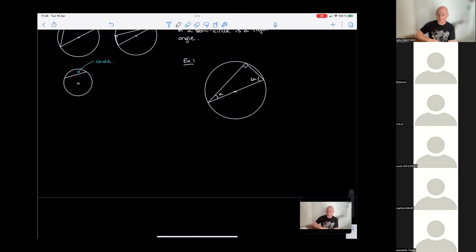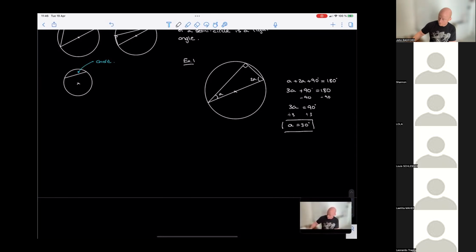Once we know that, we can use the fact that all the angles in a triangle have to add up to 180. So A plus 2A plus 90 degrees, that's the angle I have at the circumference, has to equal 180 degrees. In other words, 3A plus 90 equals 180. I subtract 90 from both sides, which leads to 3A equals 90. I divide both sides by 3, which leads to A equals 30 degrees. Done. That's one example of what may be thrown at you.